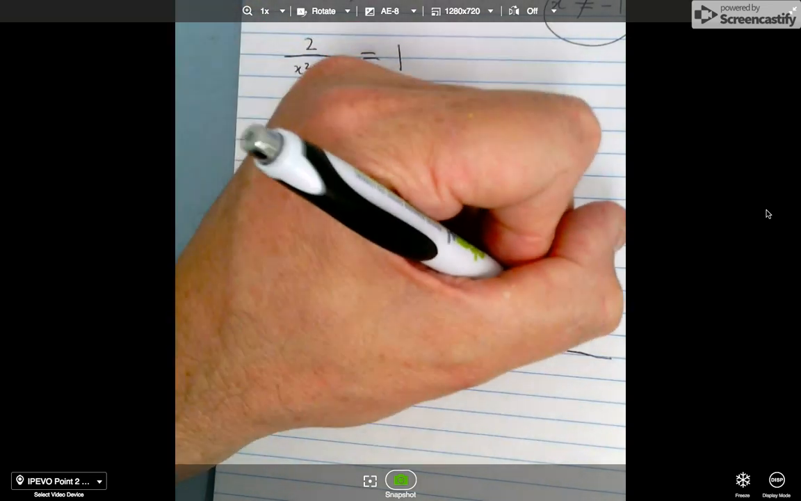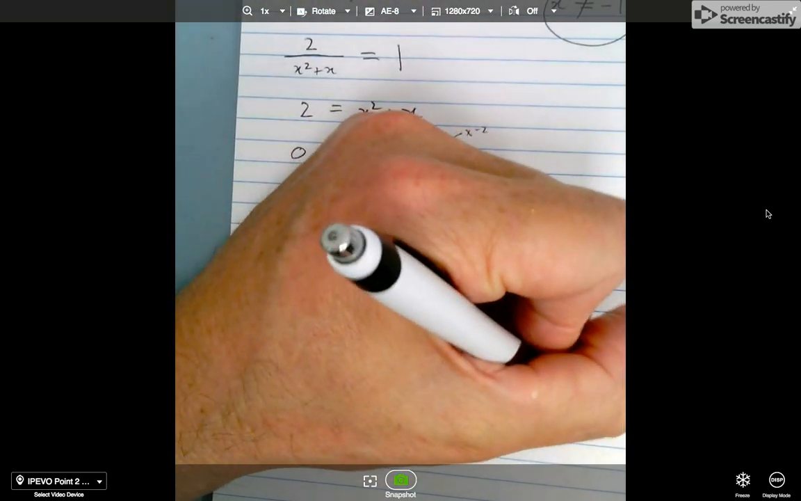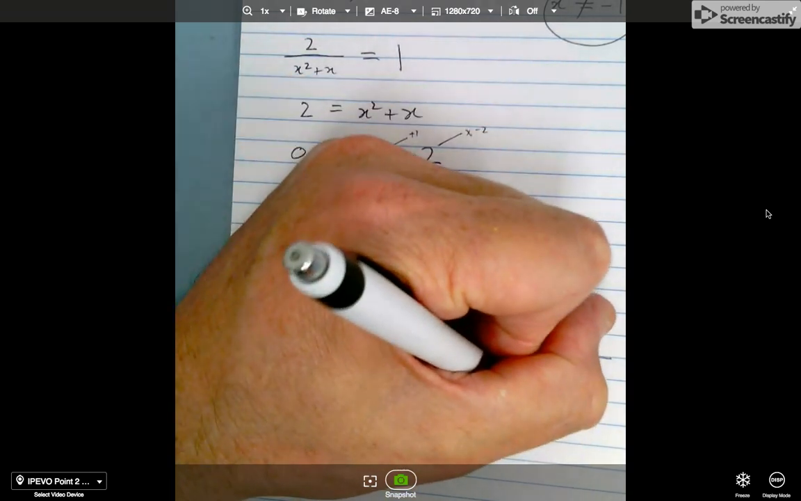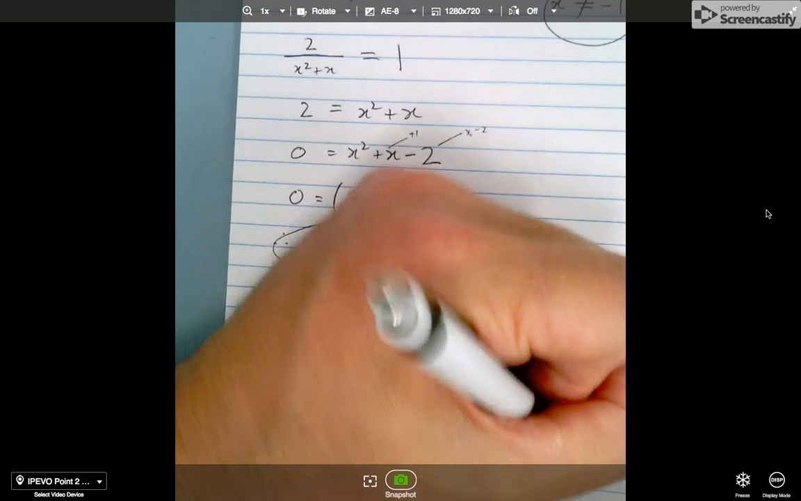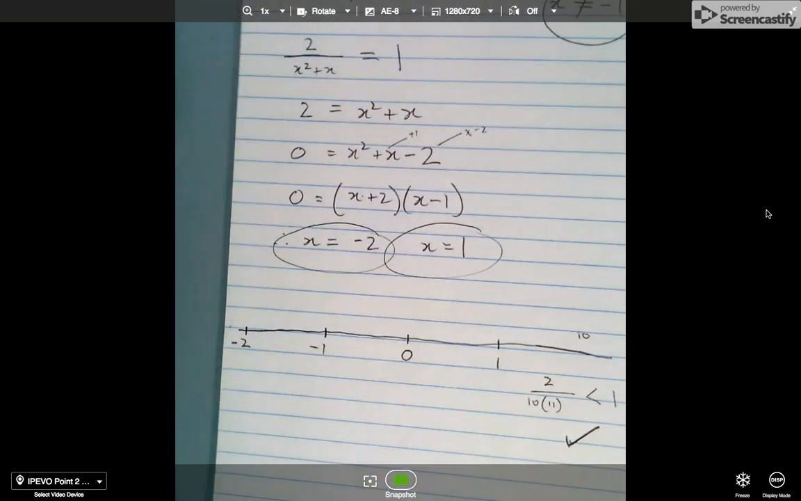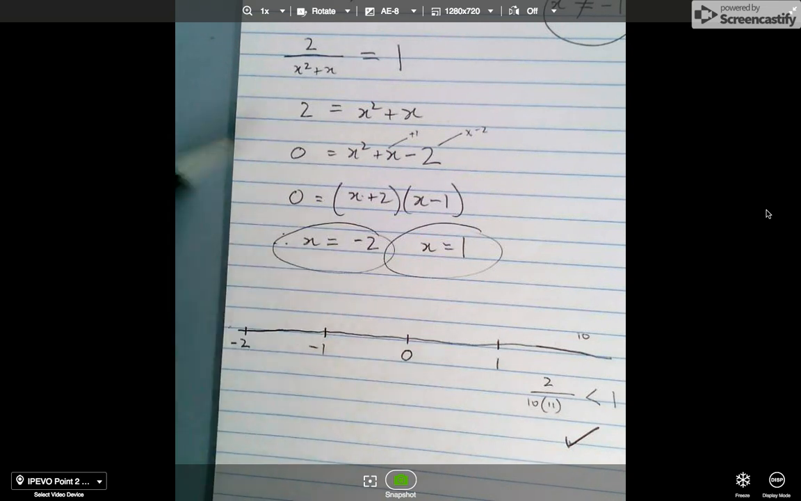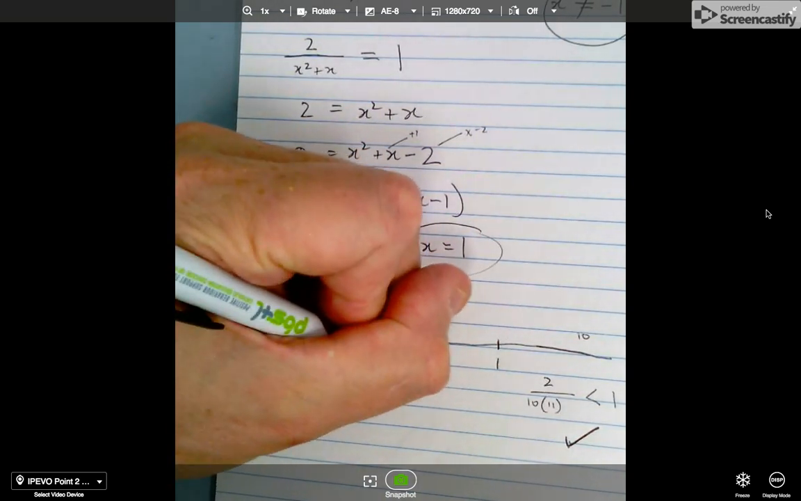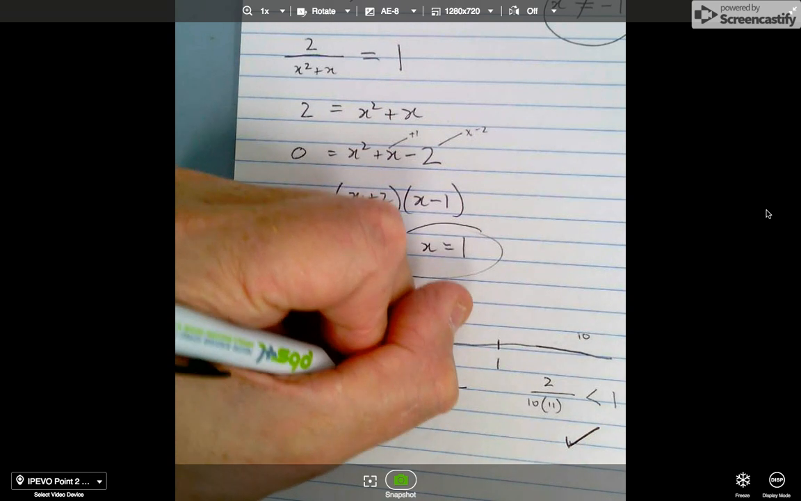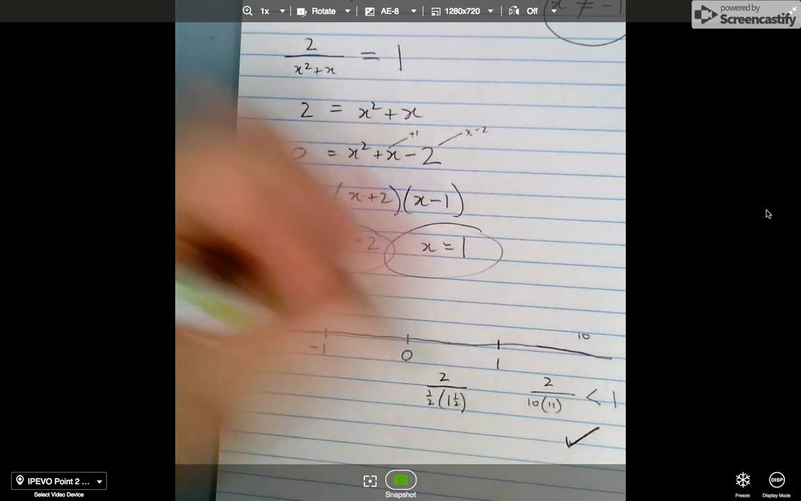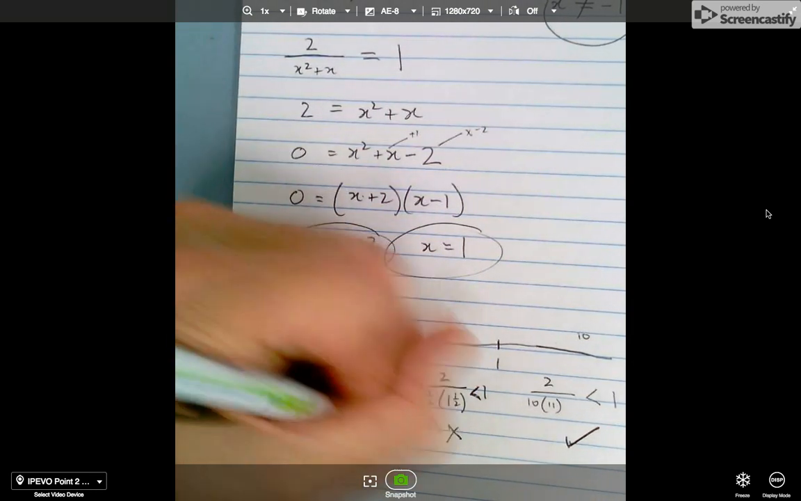So here I might test 10. In other words, is 2 over 10 outside of 11. Is that less than 1? And that's a big yes. It's a very small fraction. Here I might test a half, and I might need a calculator for that. 2 over a half times 1.5. Is that less than 1? And that is a no.